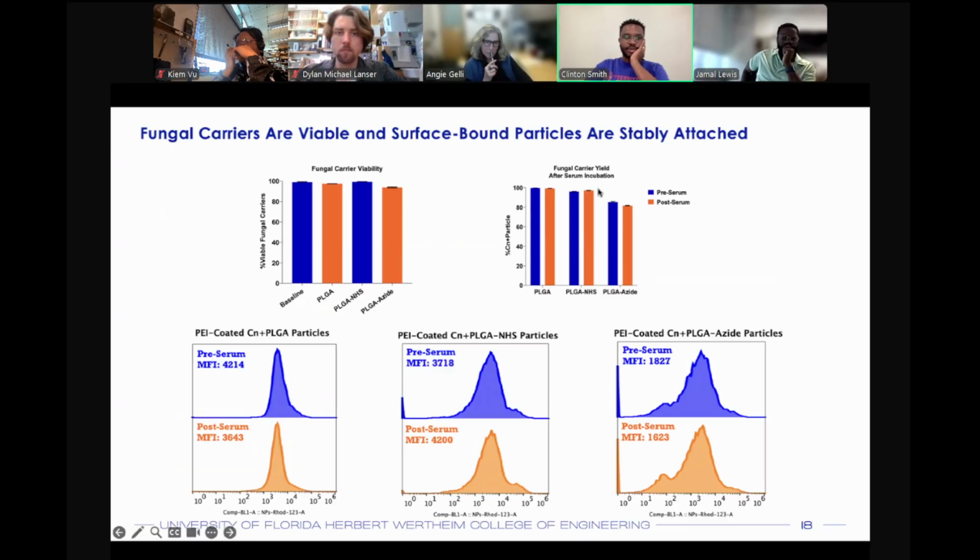Pre and post serum incubation, they remain quite stable in terms of the number of cells that have nanoparticles attached. And then when we look more closely at the median fluorescence intensity, we don't see any drastic drop-offs in terms of fluorescence either. So the nanoparticles tend to stay bound to the surface after the serum incubation. So that was promising for us. And that's with adsorption and with conjugation as well.